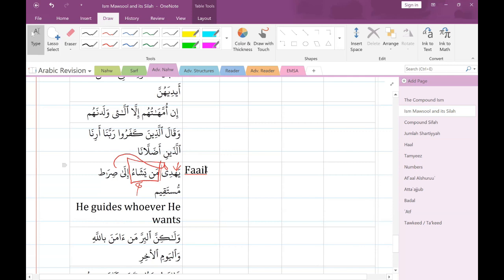Won't it be maf'ul in this case? Yahdi, Allah subhanahu wa ta'ala guides. Man yasha'u, whoever he wants. So man yasha'u would be maf'ul bihi in this case. Yes, maf'ul bihi, sorry. Don't know why I got confused there. So maf'ul bihi. That's possibility number 1.